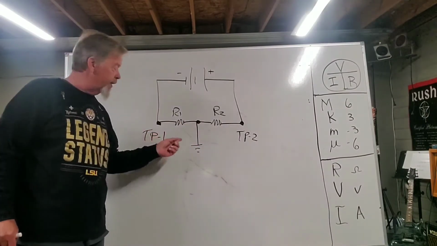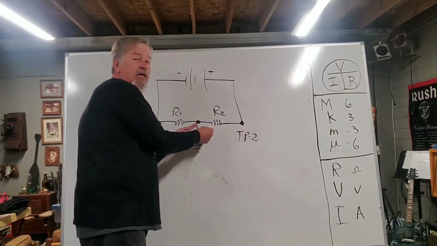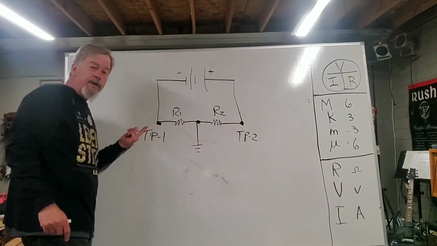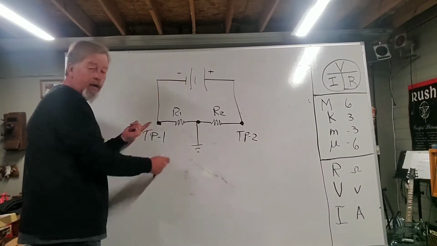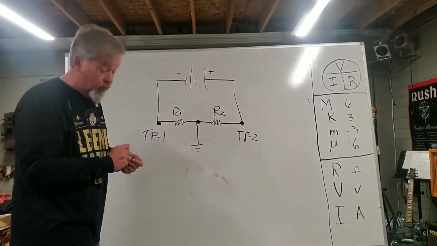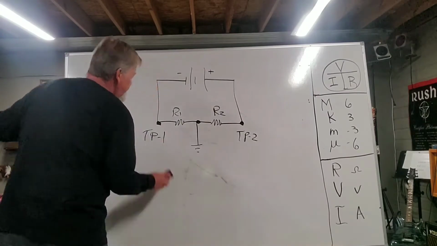Now, if test point 1 was here and ground was over here, well, test point 2 will still measure a positive voltage because it's on the positive side of ground. However, test point 1, being on the negative side of ground, is going to measure a negative voltage. Okay, so what's the difference between positive voltage and negative voltage? Well, I'll tell you this. They'll both shock you the same amount. It doesn't matter.